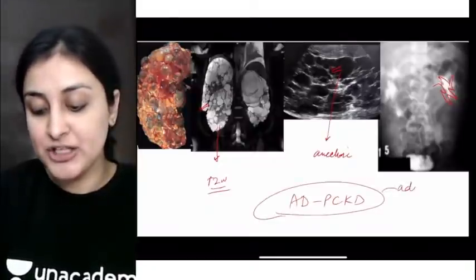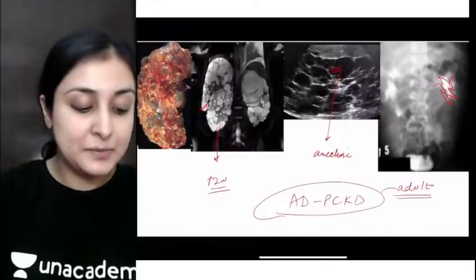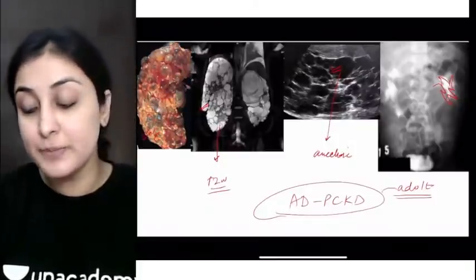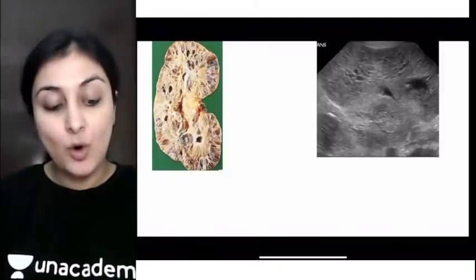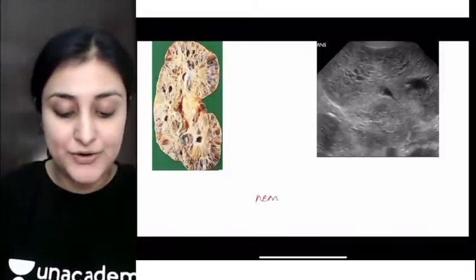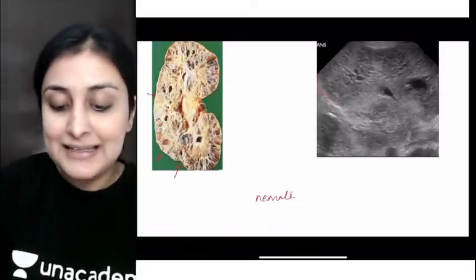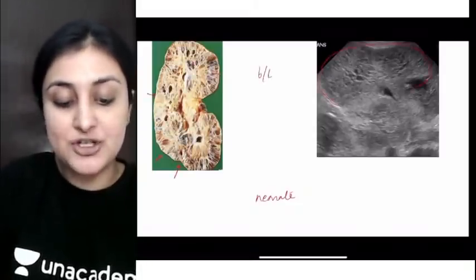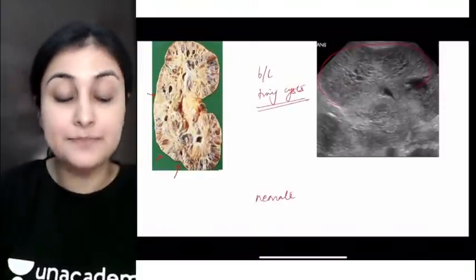Age of presentation, adult. Large cyst. The kidney is entirely replaced. Outer surface irregular because of the cyst. Okay? This is about ADPCKD. On the other hand, a neonate who presents to you with a smooth outer contour, tiny cyst, bilateral, tiny cysts which are not even very well defined.